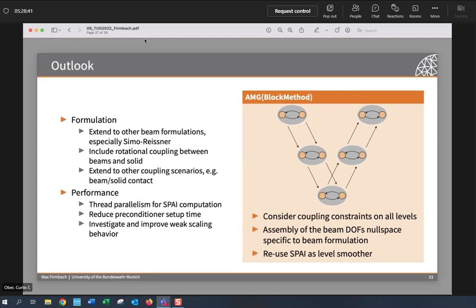And in the long term, we of course want to have something that is related to a fully coupled multi-grid method. So we really want to project our whole block matrix onto coarser levels and then also reuse the sparse approximate inverse as level smoother on all these different levels. But for that, we still need to investigate the null space calculation of our beam formulation.